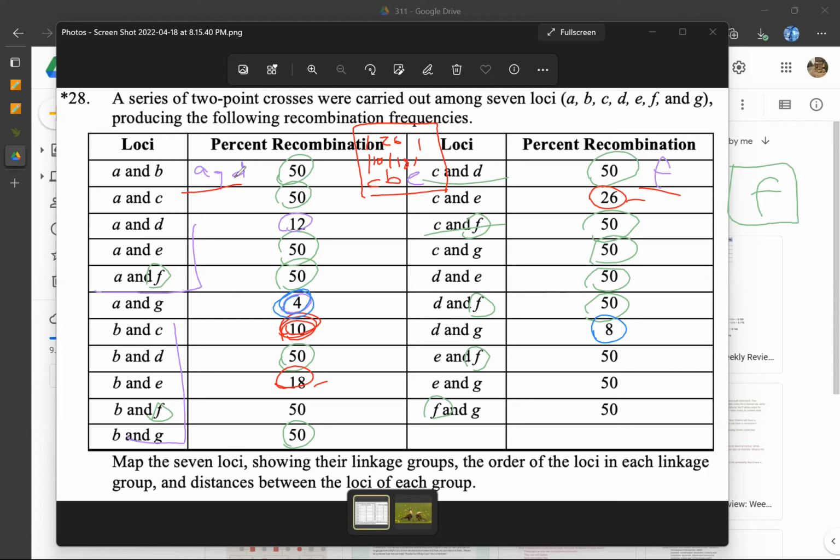So this is probably good because G is really close to A. G is really close to D. And D is closer to G than it is to A. So this is also probably good order. So we have that the distance between A and G is 4. The distance between G and D is 8. And the distance between A and D, actually this time it does add up to 12. The distance between D and C is too great for us to determine.